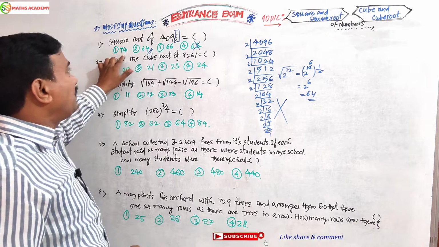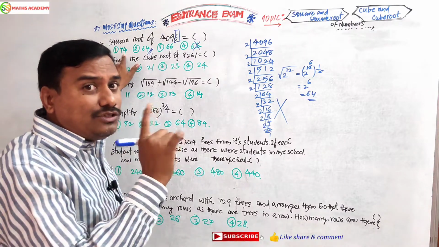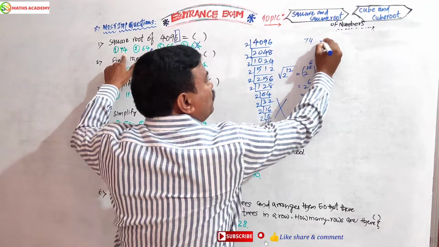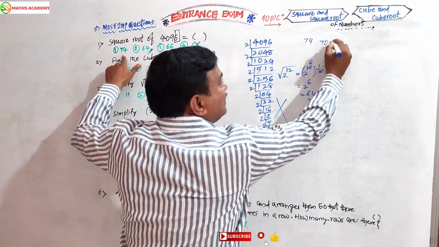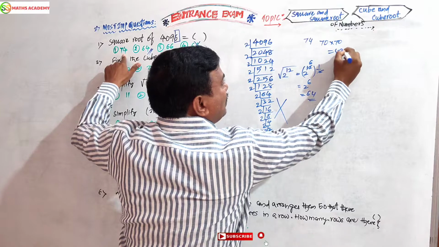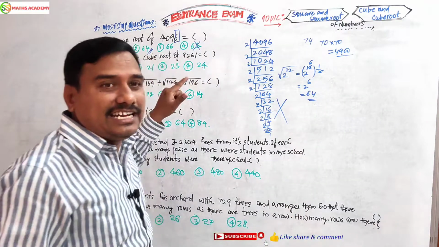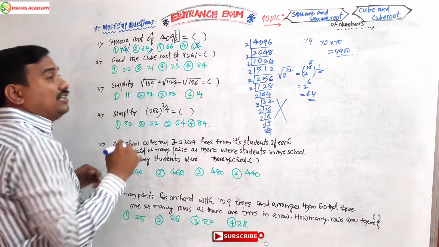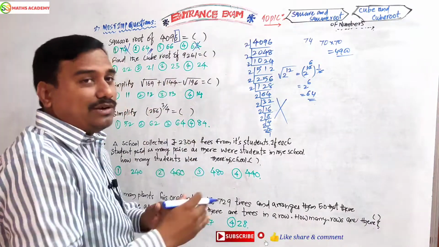Next, the second option, 74. Friends, you remove the 4 and take 74 approximately as 70. 70 into 70 is how much? 4900. What is the question? 4000. So it is too far. It is also not an option.